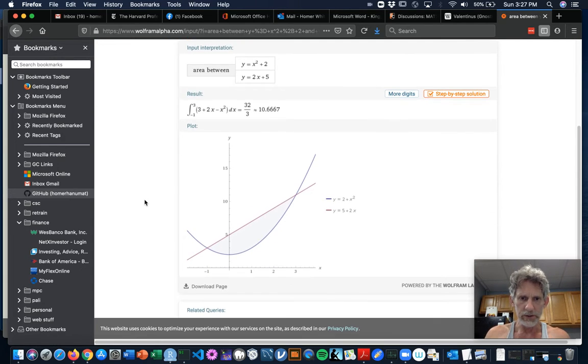Wow, gee, it did. And so x squared plus 2 is this parabola that you see here that crosses the y-axis at 2. And then here 2x plus 5, or 5 plus 2x as they write it, is that line with slope 2 that goes through 5 on the y-axis. And they've shaded in the area that you're asking to look at. And they even rather nicely went and found it exactly for you. It's 10 2/3.